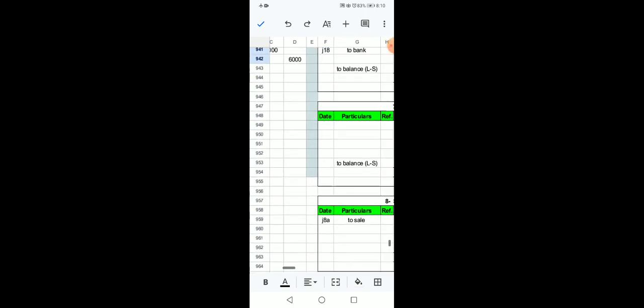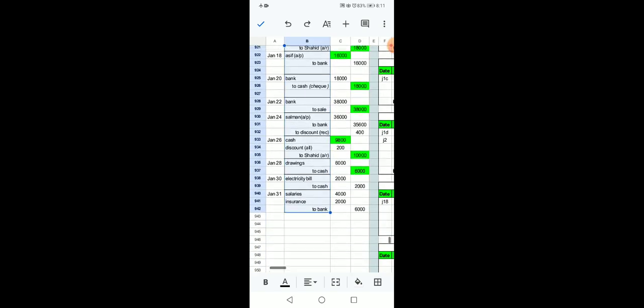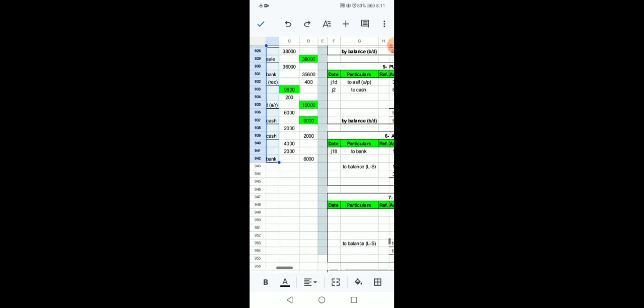Typewriter is not present anywhere else. It means posting for typewriter iron safe is completed. So we were looking at iron safe. Now let's see again if iron safe is present in the remaining entries. No. It means posting for iron safe is completed.